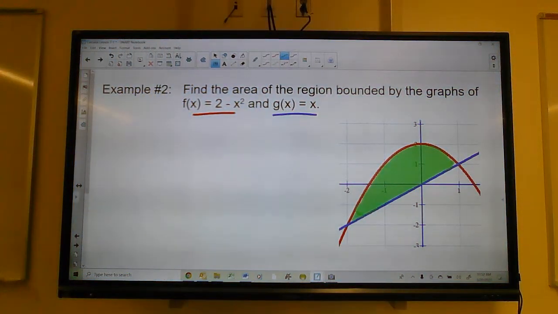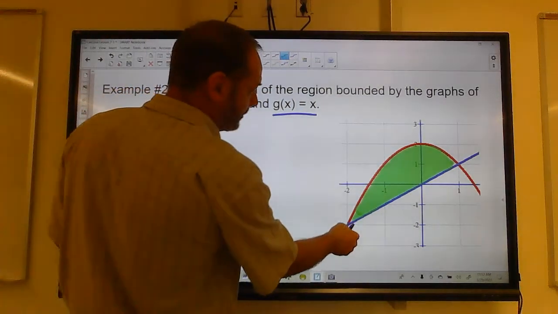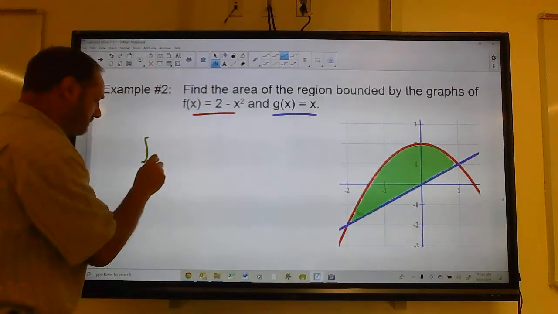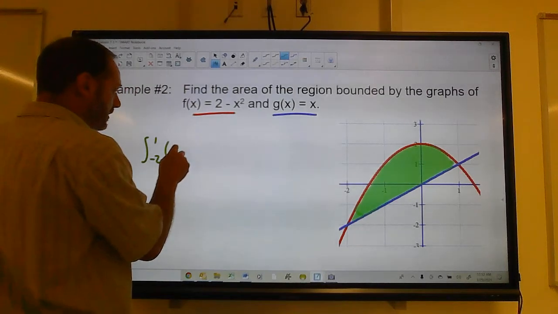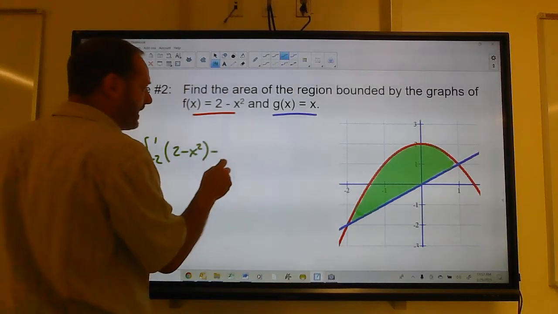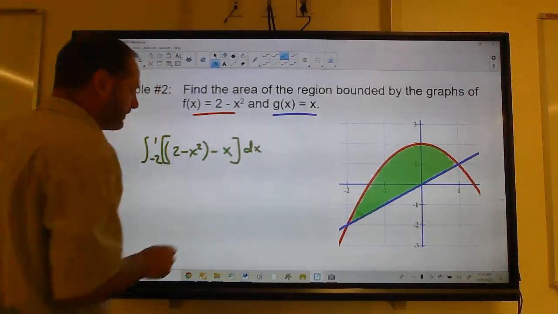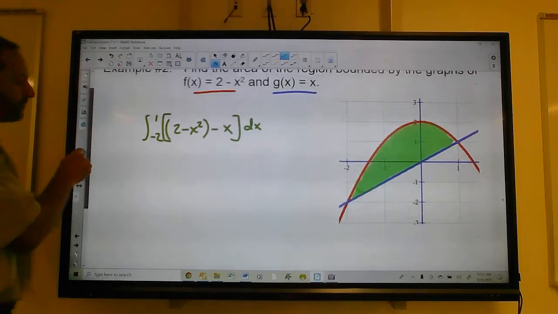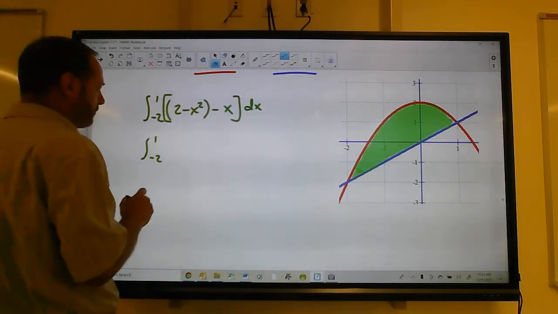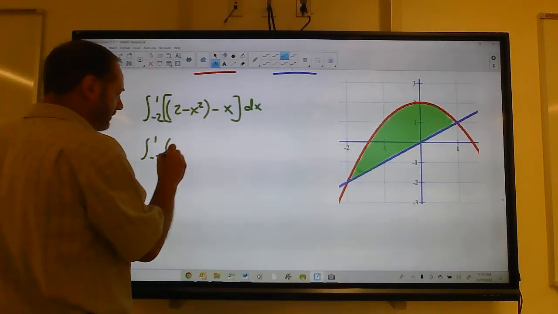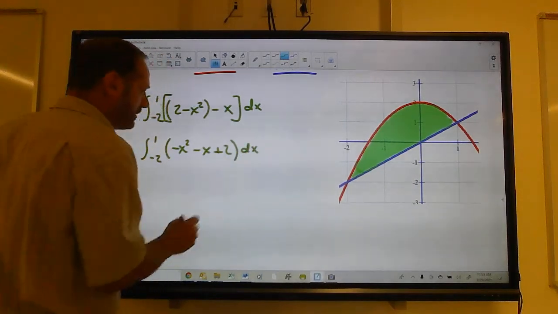Okay, so here's what we would do. We would take the integral from -2 to 1 of 2 - x² - x dx. If we clean this up a little bit, it's the integral from -2 to 1 of -x² - x + 2 dx.